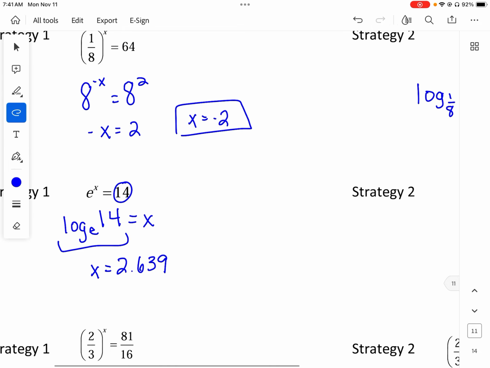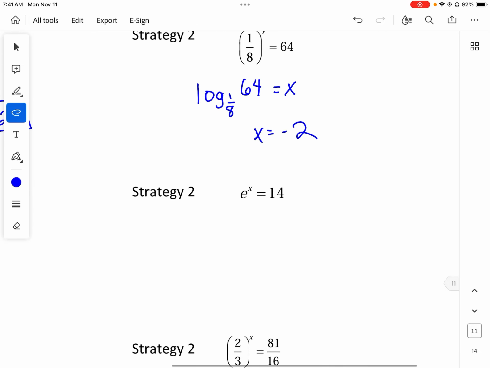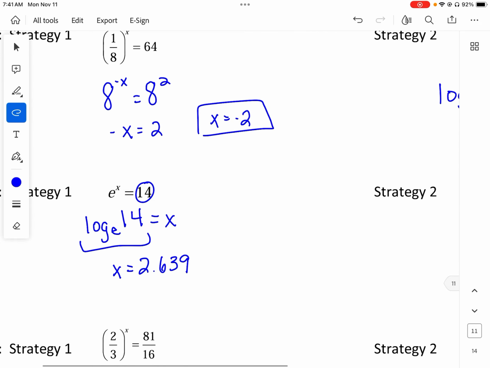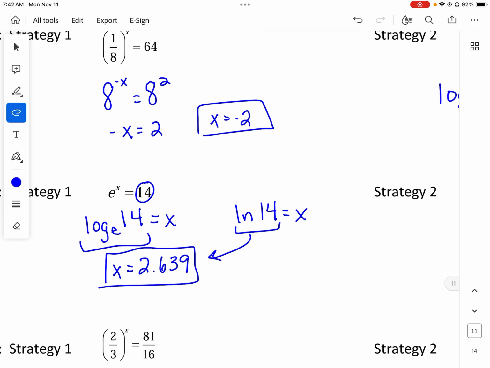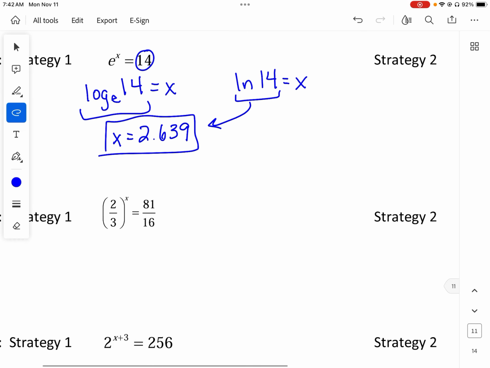Okay, and then the other one, there really is not an alternate strategy. The only alternate would be writing this as ln 14 equals x. And the reason is because log base e is the natural log ln. And you would put this into the calculator, which is still the same thing. Okay, let's go to the next one.